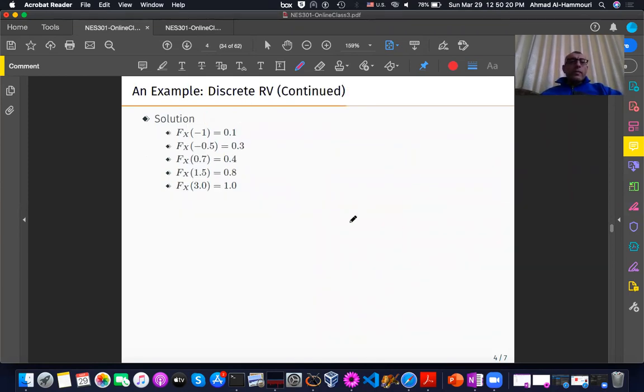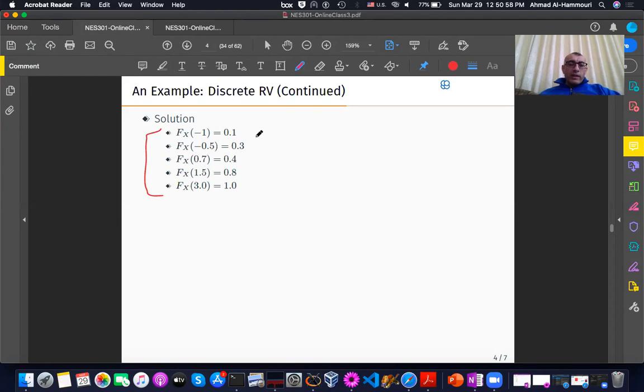Good. So this is the CDF I already found in the previous slide. F of x of minus 1 is 0.1, f of x of minus 0.5 is 0.3, f of x of 0.7 is 0.4, f of x of 1.5 is 0.8, f of x of 3 is 1. This is what I found in the previous slide. And here I found the f of x in the enumeration. I wrote it in the enumeration way. Okay, let me see if I can plot the f of x and see what's the shape of f of x.